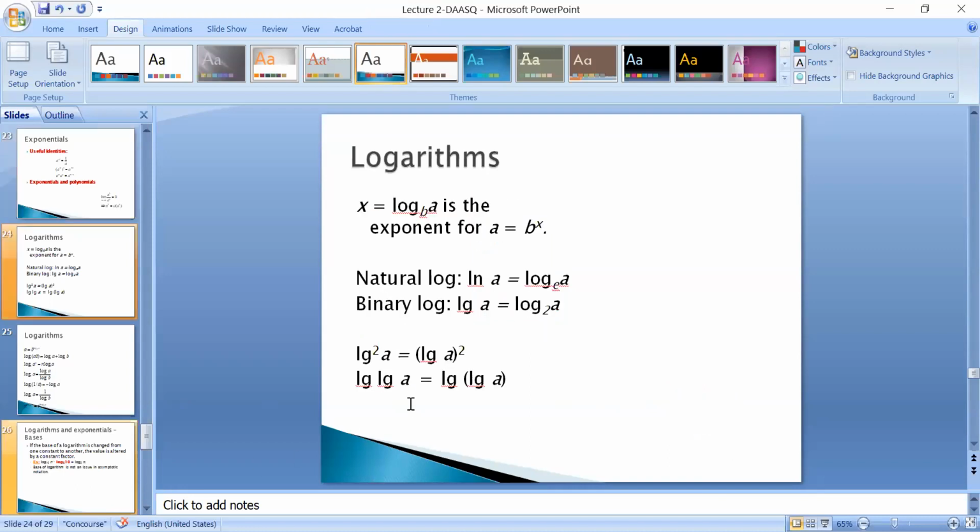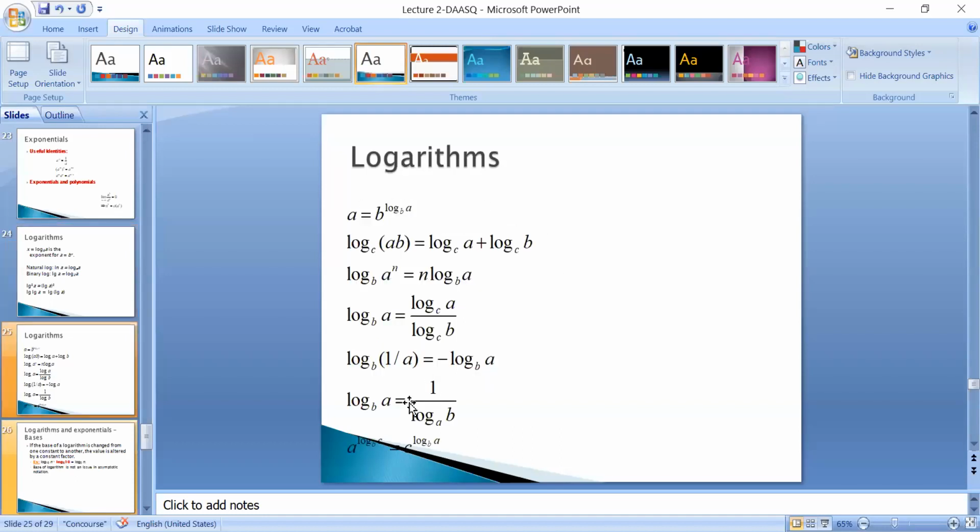Then you also have to go over the simple log equations. The log that we use here mostly is log to the base 2. Natural log is ln, which is log a to the base e. A binary log is log a to the base 2. So some basic log equations like this. If you have log of ab, that is log a plus log b. This one is important: to change base, log a to the base b is log a to the base c divided by log b to the base c. Just go over them, I'll mail you.